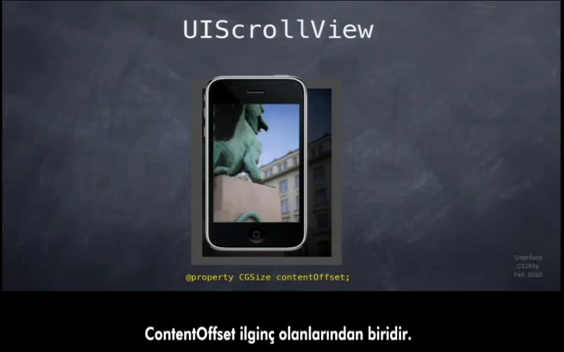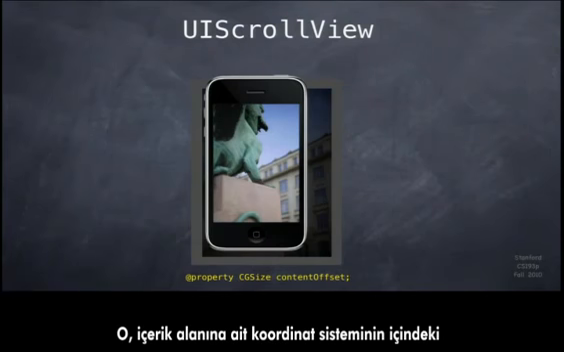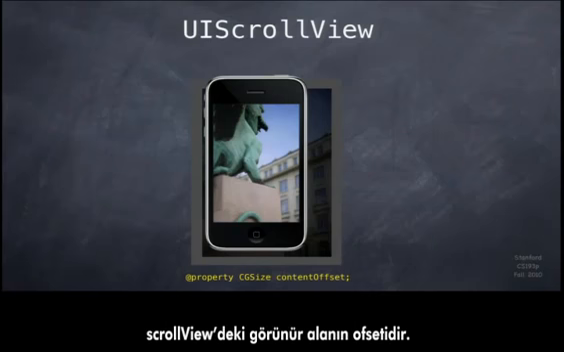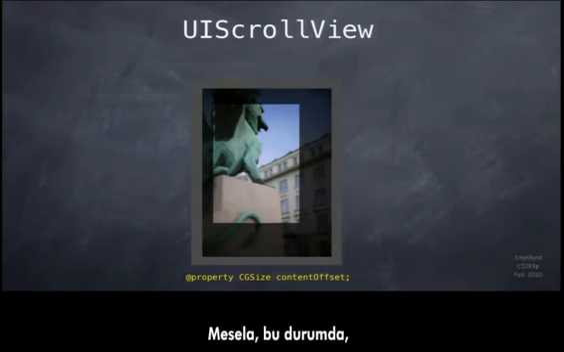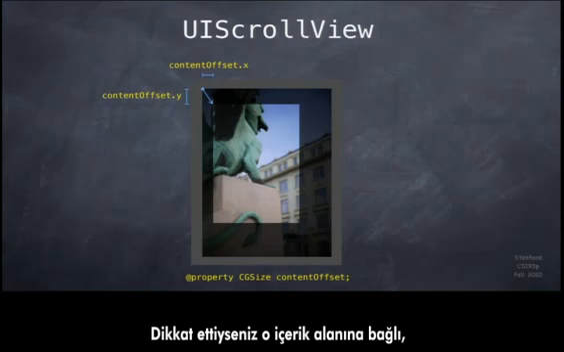Content offset is an interesting one. It's a CGPoint. It's the offset of the visible area in the scroll view in the content area's coordinate system. So for example, in this case, the content offset would be the little x and the little y. Notice that it's relative to the content area, not those content inset things. The content insets are extra.